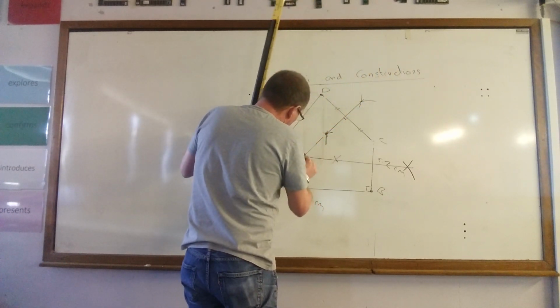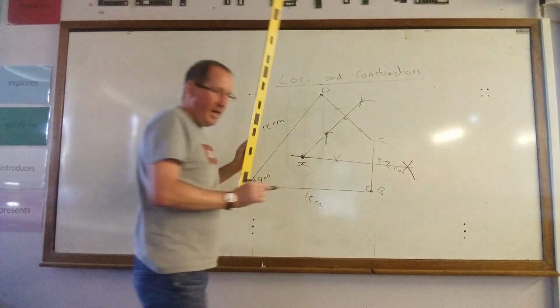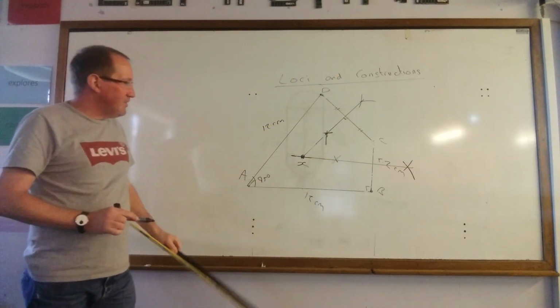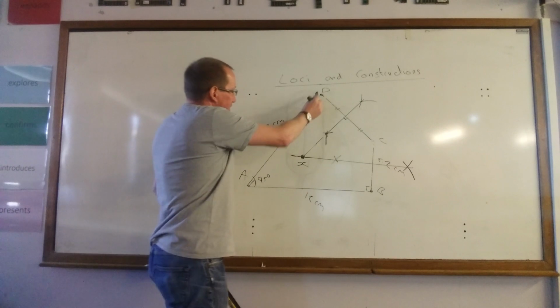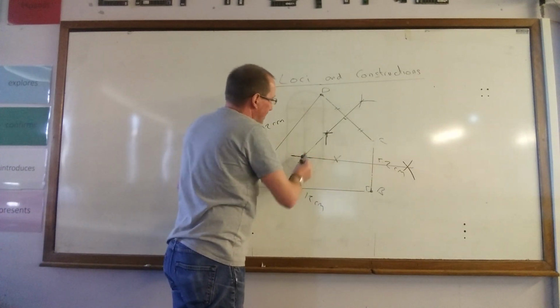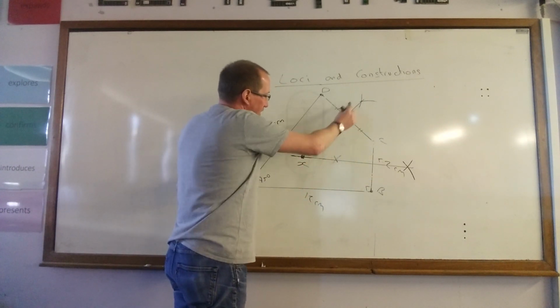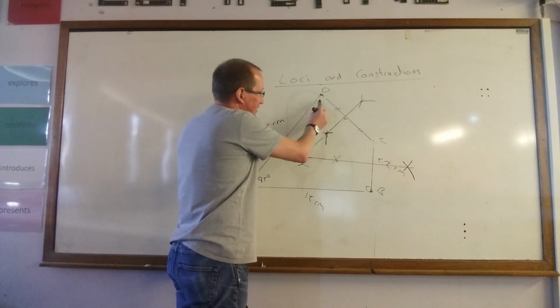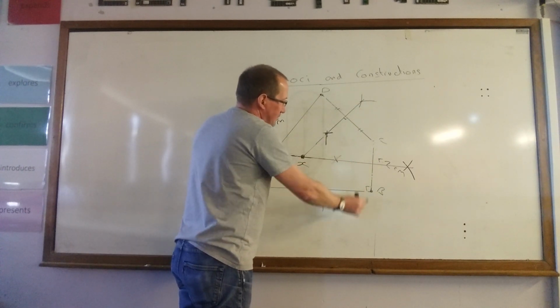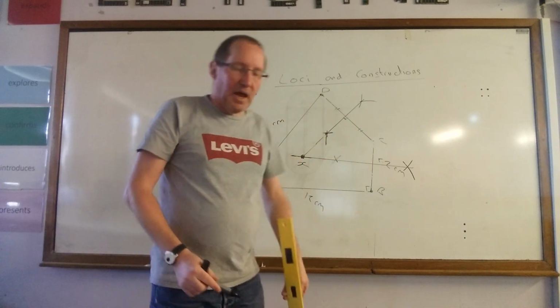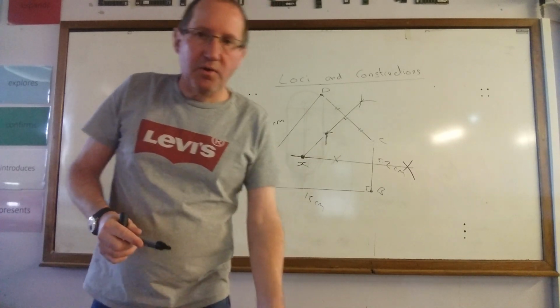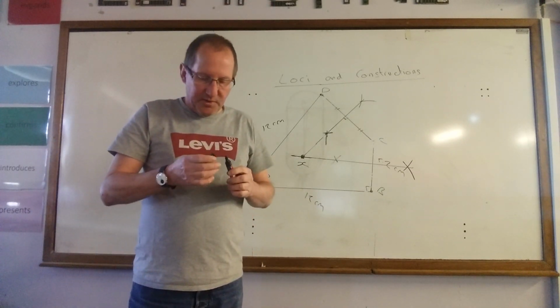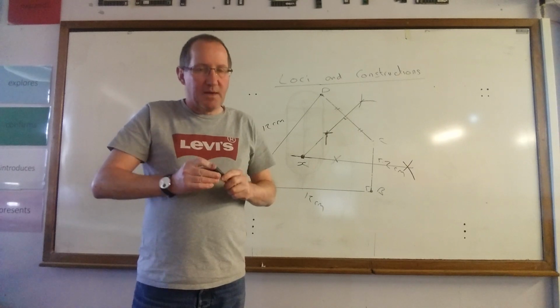That's my point there. X marks the spot. That is equidistant from B, C and D, because it's on these 2 perpendicular bisectors of DC and BC. Okay, so that's a little bit of explanation about loci and constructions and 3 questions done. That's it for chapter 11.